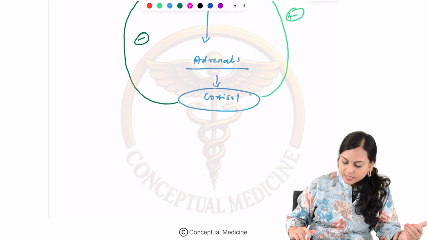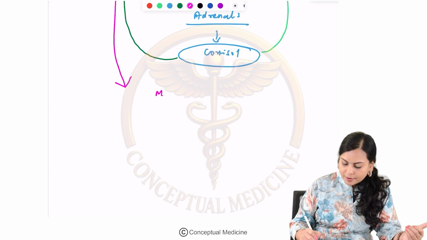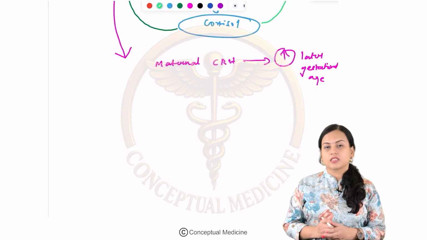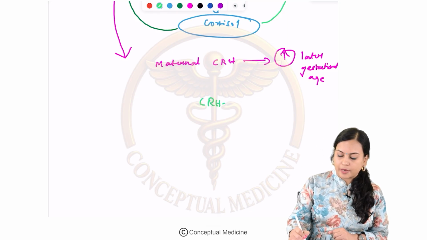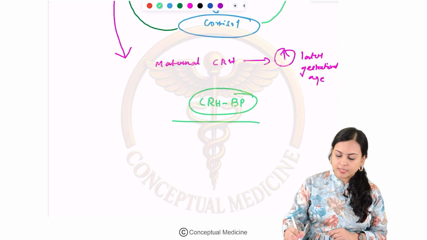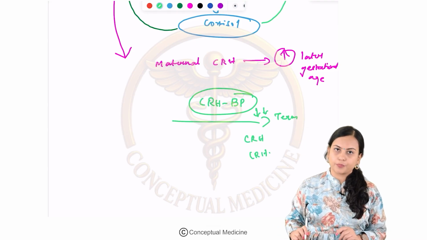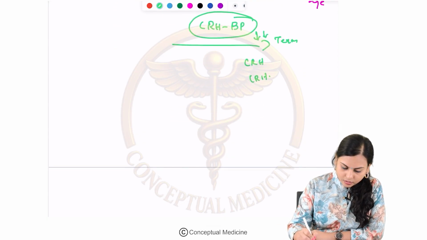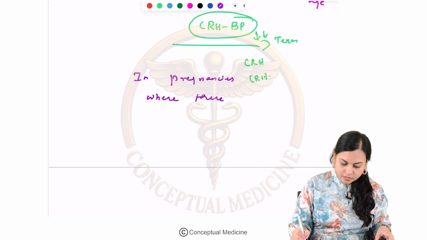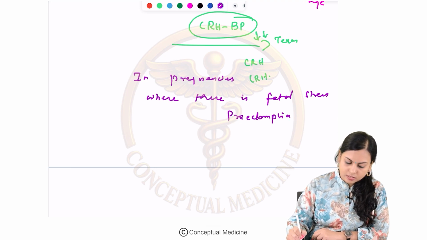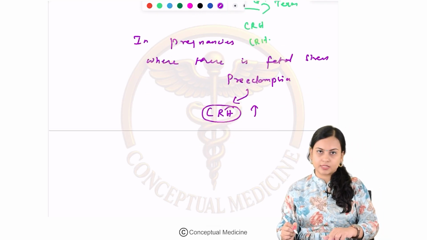Now this maternal CRH is going to come into the amniotic fluid, and this is seen increased during later gestational age. All this corticotropin releasing hormone is held by the corticotropin releasing hormone binding protein until term. At term, the concentration of this binding protein reduces and there is free corticotropin releasing hormone. Clear? In pregnancies where there is fetal stress, like preeclampsia, the CRH is said to be increased.